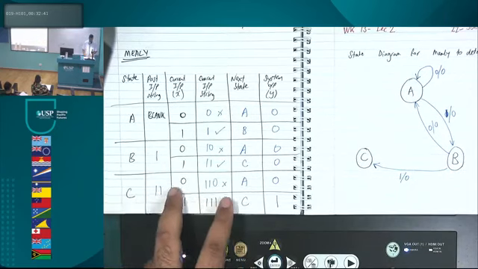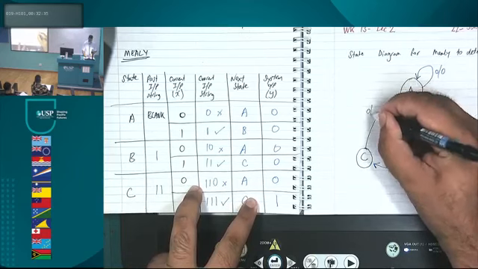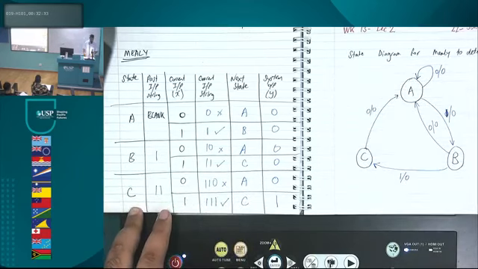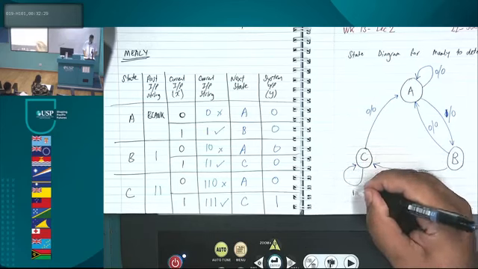C goes to A, input is 0, output is 0. C stays at C, input is 1, output is 1.